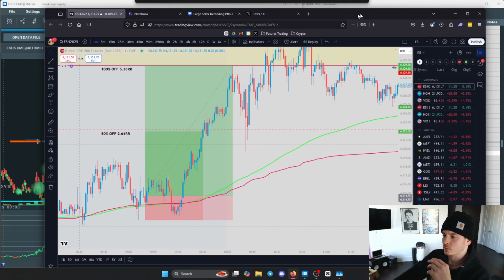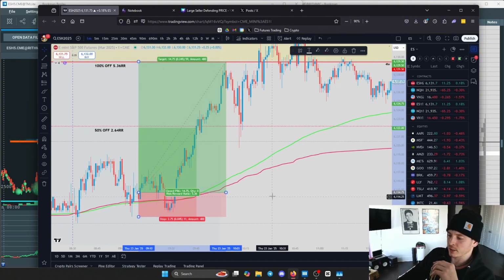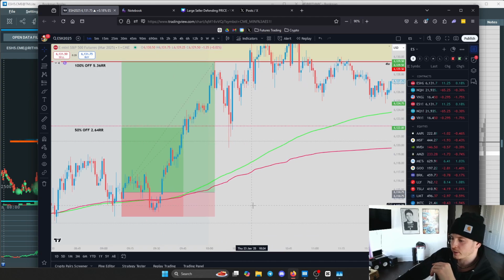So to show you guys the first half, I took half off at 22. That was a 2.6 R. And then if I would have held the remainder, it would have been a 5.36 R. Or if I would have held it all, it would have been a 5.3 R. But I would say that this is a good entry and a good trade thesis.